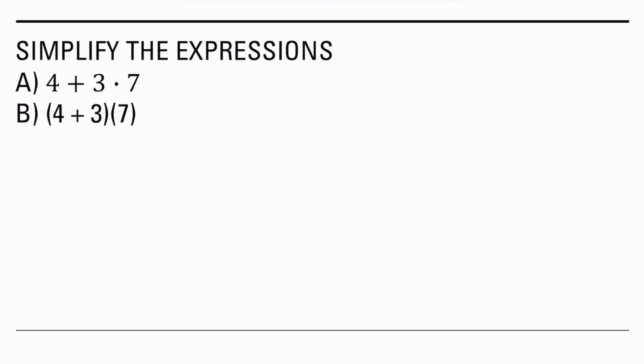And so let's start with A. We've got 4 plus 3 times 7. And so before we might have just gone left to right and done 4 plus 3 and then multiplied that by 7 and we got 49. From BOMDAS, we'll write it up here so we can remember it.